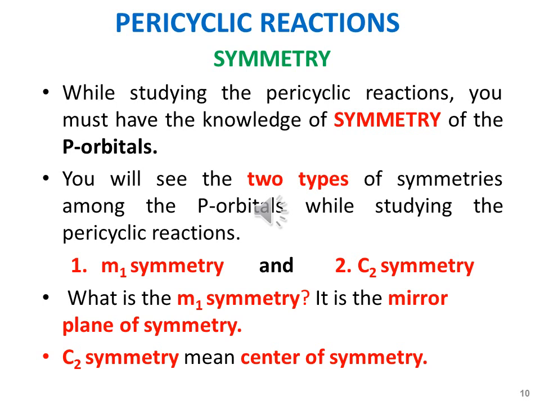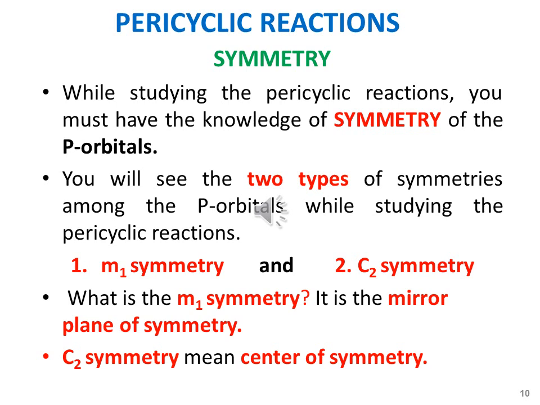You will see 2 types of symmetries among the p orbitals while studying the pericyclic reaction. A p orbital may have M1 symmetry, number 1, and number 2 is the C2 symmetry. So the p orbitals may have either an M1 symmetry or C2 symmetry. What is M1 symmetry and what is C2 symmetry? M1 symmetry means mirror plane symmetry.